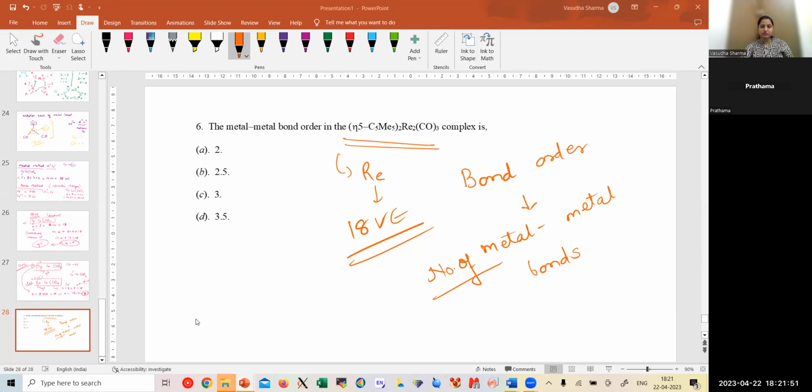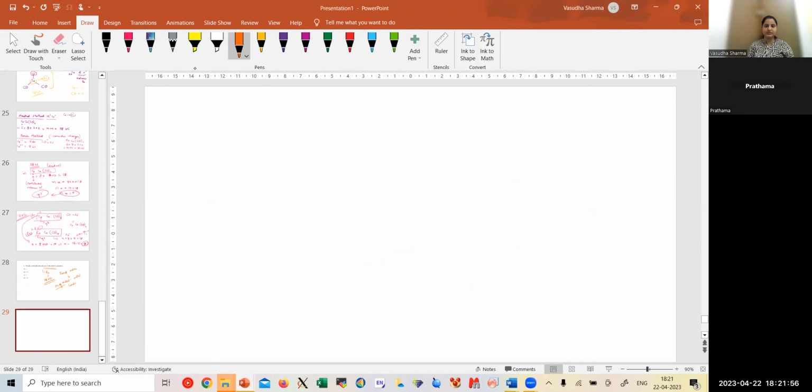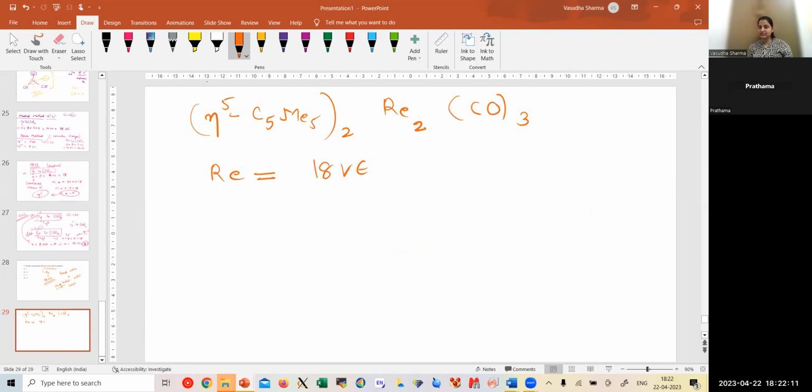Okay. So now since we have this kind of system where η5-C5Me5 is 2 in number, rhenium is 2 in number, and carbonyl 3. If one metal has a total of 18 valence electrons, the other metal also has the same number of valence electrons. So total valence electrons now become 18 plus 18, that is 36.